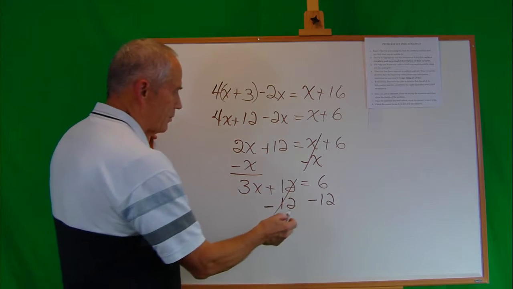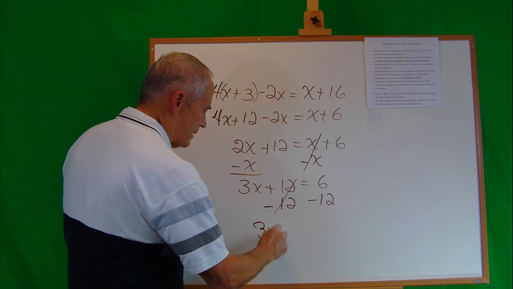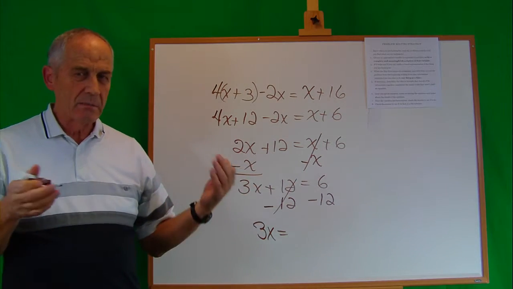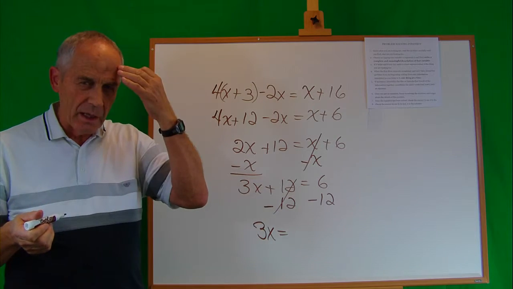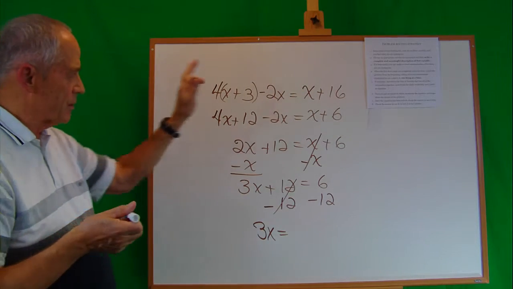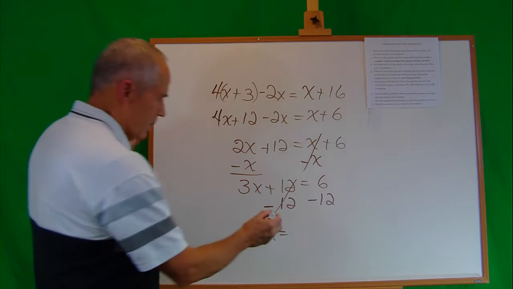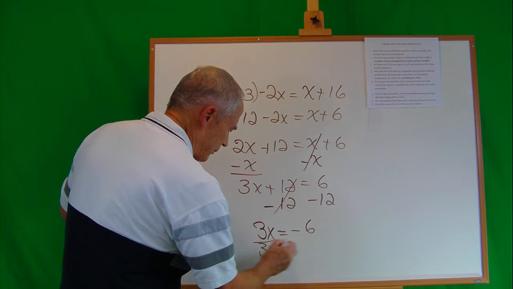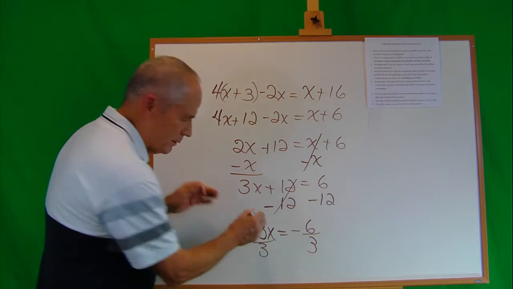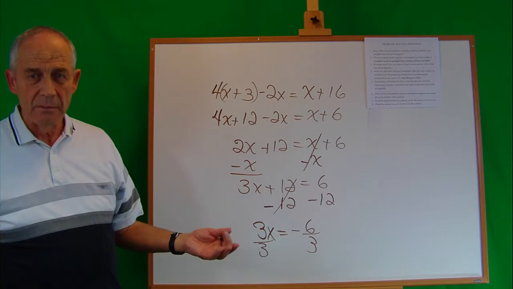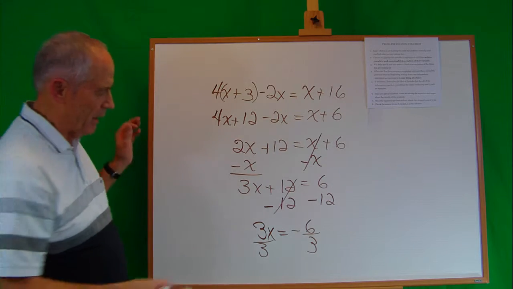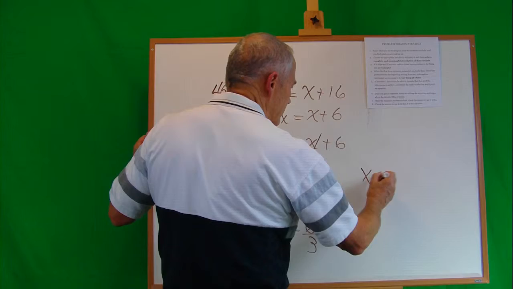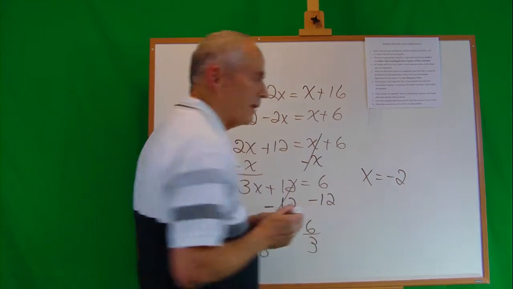That leaves us with 3x equals, and then I come over here, 6, subtract 12, and you visualize now, here we are at 6, we're subtracting 12, going to leave us at minus 6. Last thing we do is divide by 3, because this is multiplication. 3x means 3 times x, so we undo that by dividing, and our answer then becomes x equals negative 2.